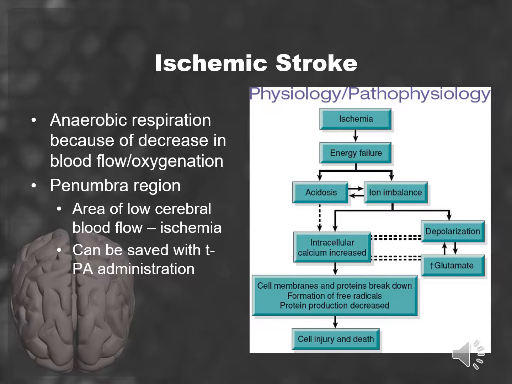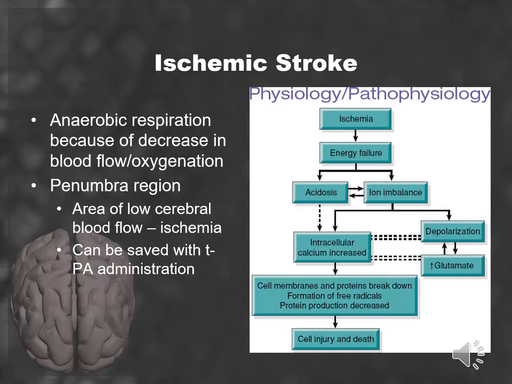And then you have the area around the infarction, which is known as the penumbra region. So that penumbra region is the area where it's lacking oxygen, but if I open that vessel back up and reestablish blood flow, I can save that tissue. So my goal is to save that penumbra region by hopefully being able to use thrombolytic therapy.